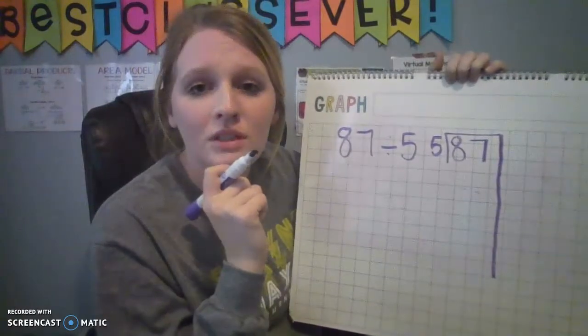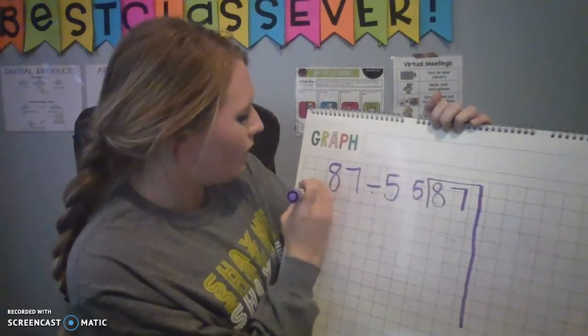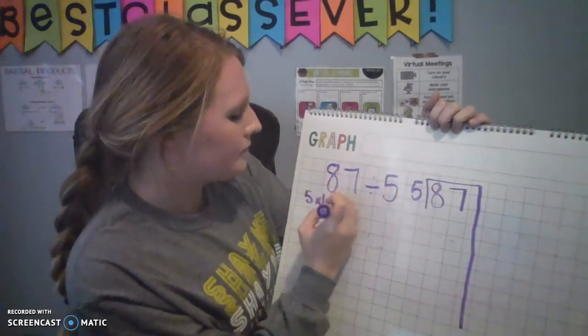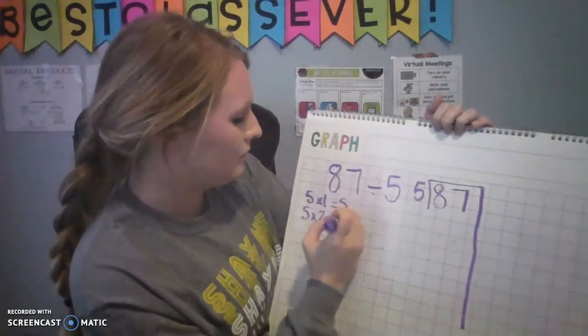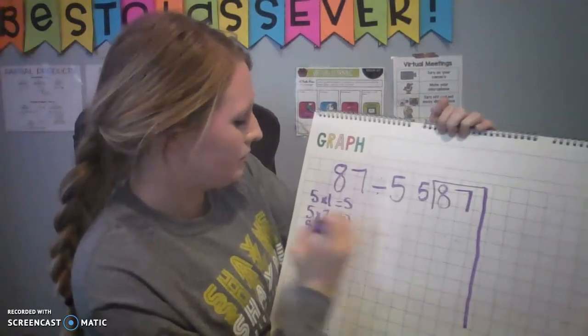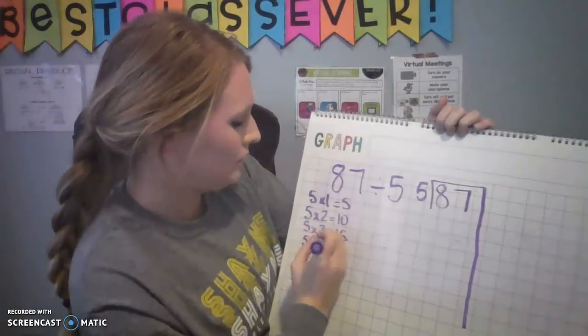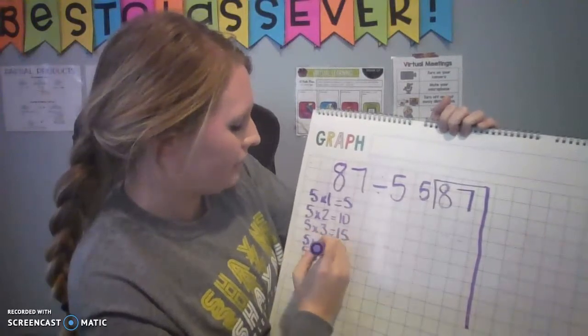The next thing that you need to do is list out your fast facts, what we like to call our facts of 5. So everything that our students can think of about the number 5. So we're going to start with 5 times 1, times 2, times 3, times 4, and times 5.